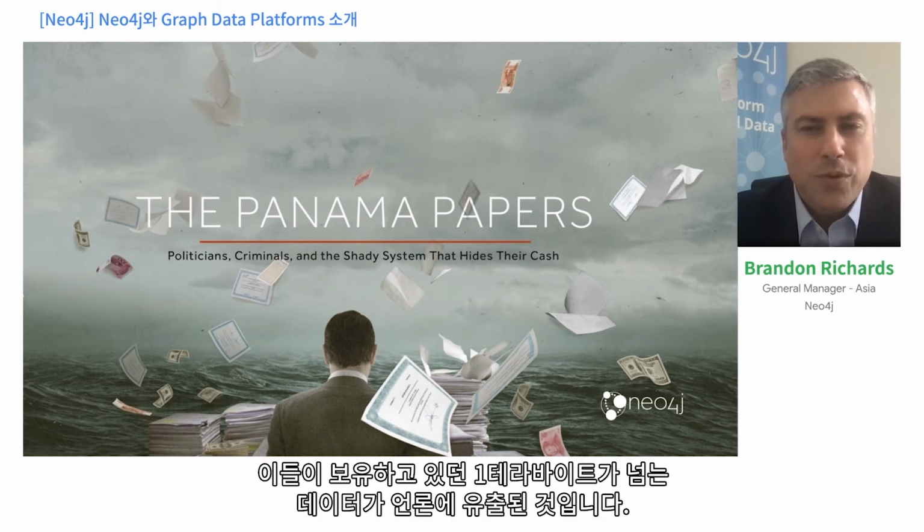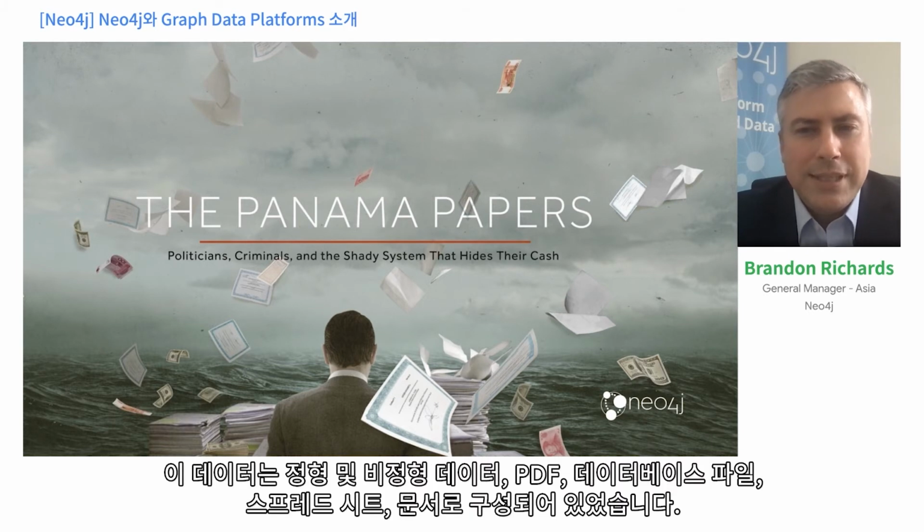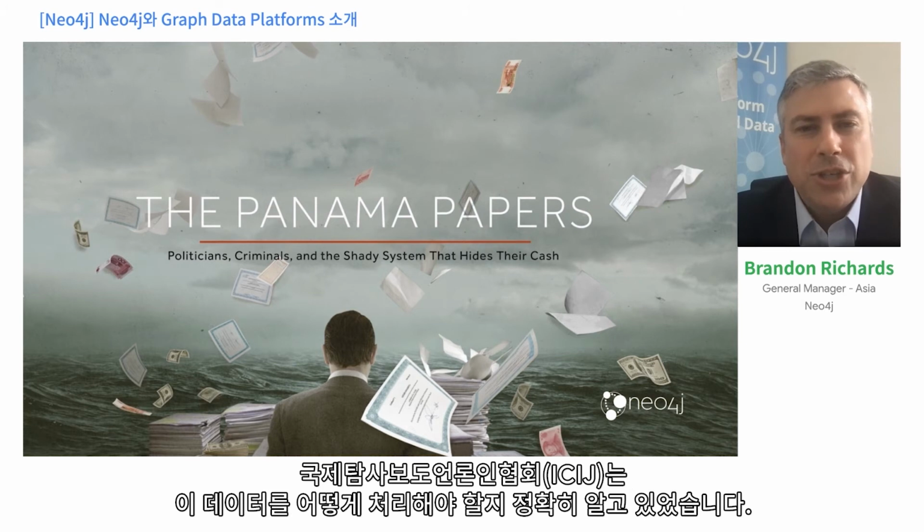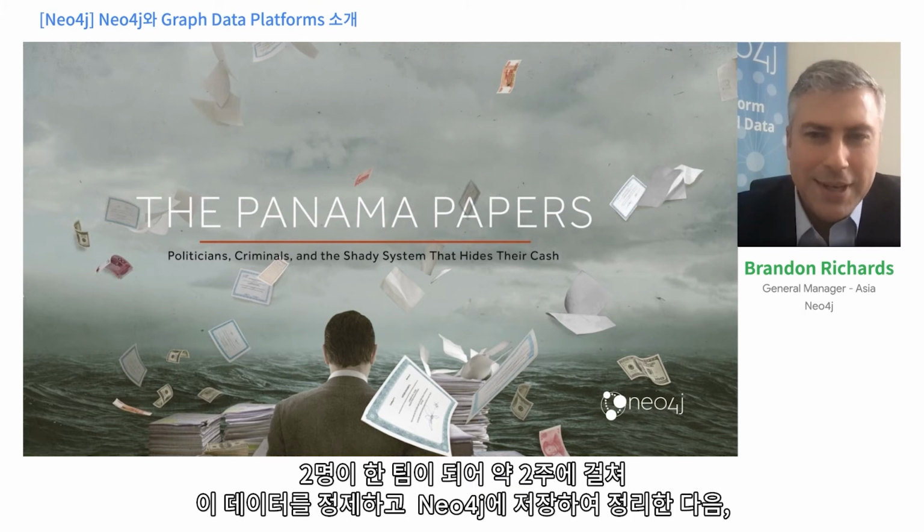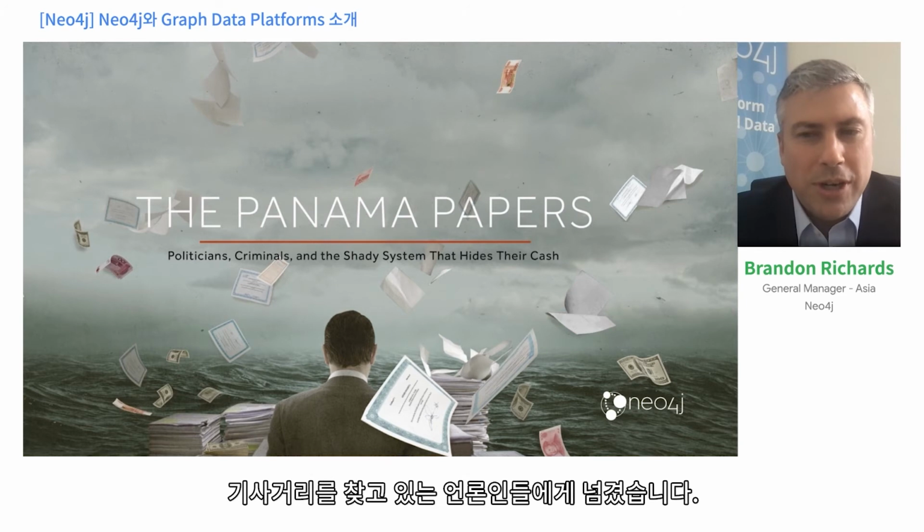And they had over 1 terabyte of data leaked to the press. So this consisted of both structured and unstructured data: PDFs, database files, spreadsheets, documents. The International Consortium of Investigative Journalists, the ICIJ, knew exactly what to do with this data. It took a team of 2 people about 2 weeks to clean and ingest this data into Neo4j and then turn it over to journalists to begin finding their stories.